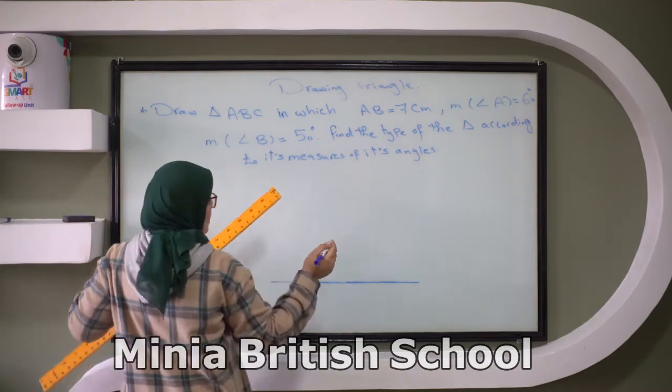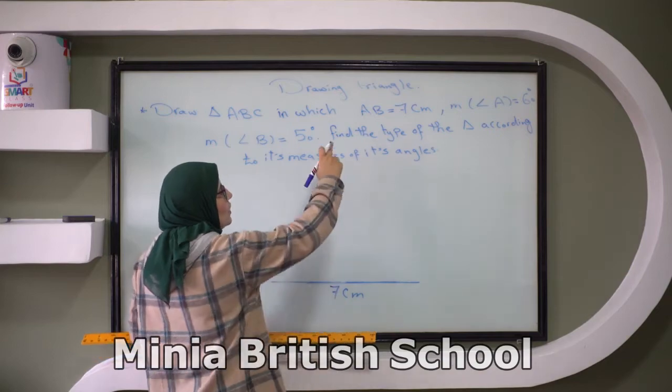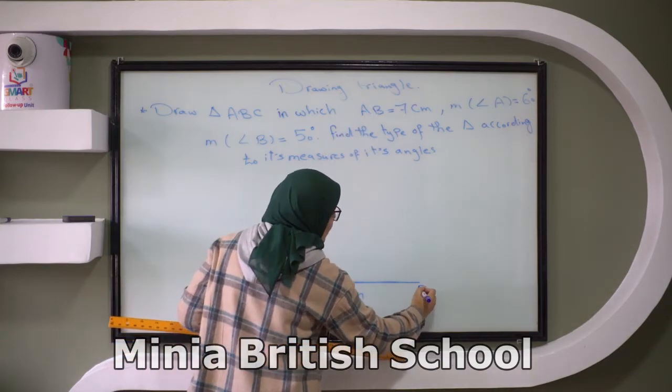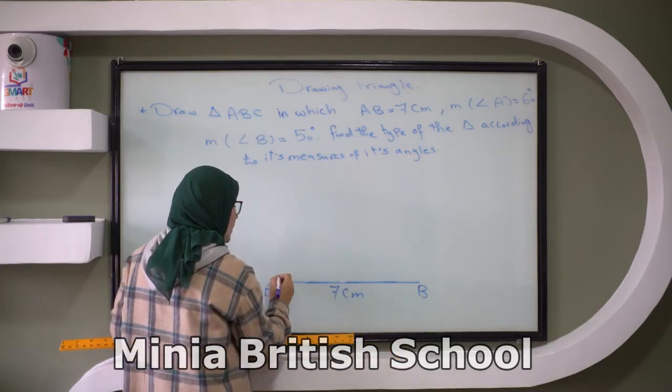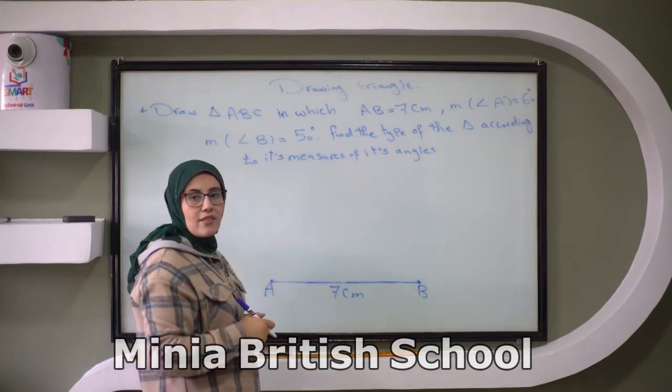Okay, that's it. This is 7 cm. This is side AB, so I will write AB. This is the first vertex, and this is the second vertex. That's it. What about the second step?